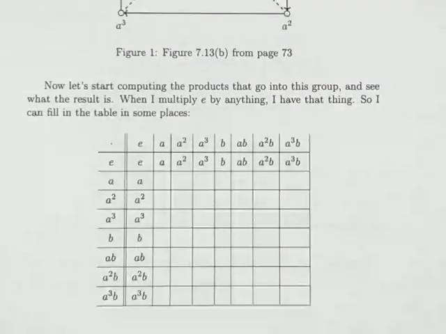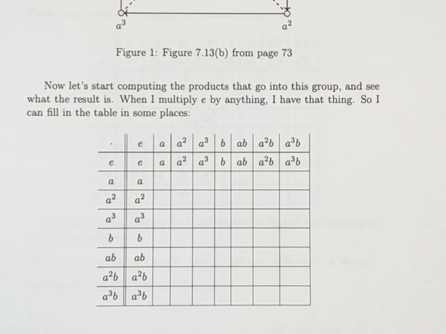There you go. I built the table. And I filled in the first row and the first column. Now I decided I was going to use the outside square first and then the inside square. So I wrote my elements, a squared, a cubed, and then b, ab, a squared b, a cubed b. If you write them in a different order, that's fine. It doesn't matter.